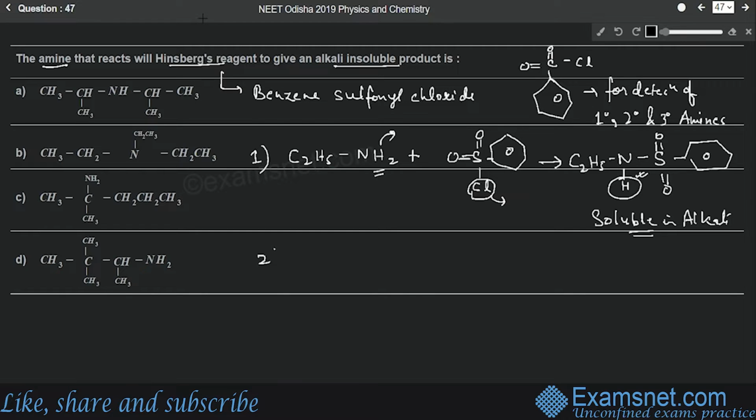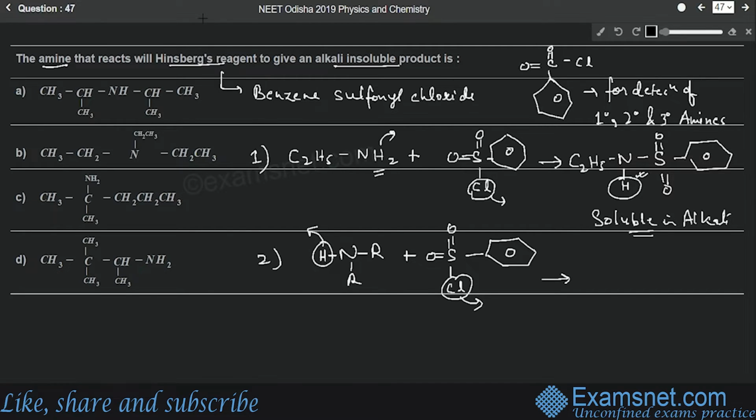In the second one, that means secondary amines, let's have a look at the reaction. In secondary amines, we'll have two alkyl groups. This is nitrogen. Suppose these are alkyl groups, and we have only one hydrogen with nitrogen. And on this side we have Hinsberg reagent: sulfur-oxygen double bond, two oxygens, one chlorine, and a benzene ring. Here again, the hydrogen will be removed from the amine, and chlorine from the Hinsberg reagent will be removed.